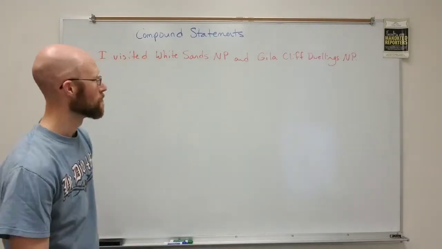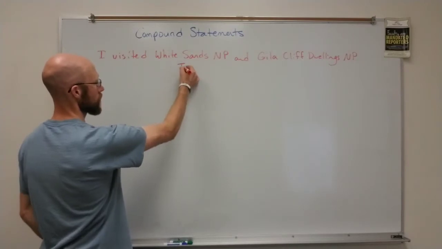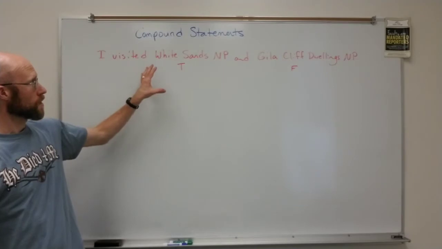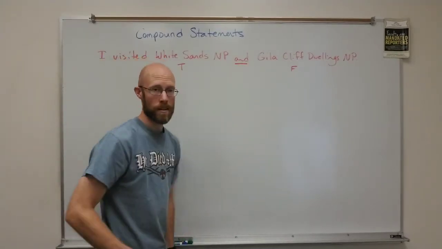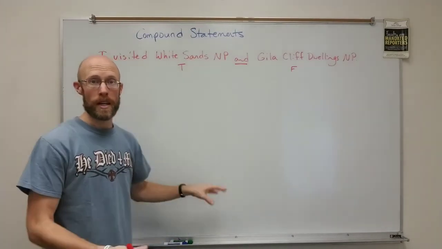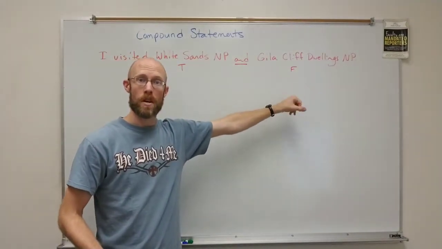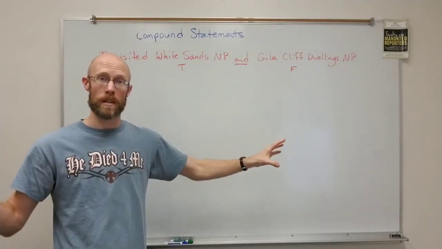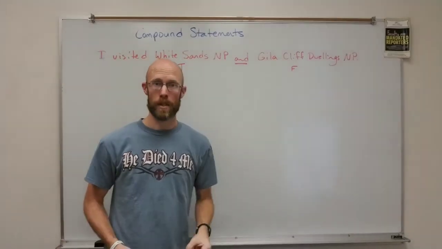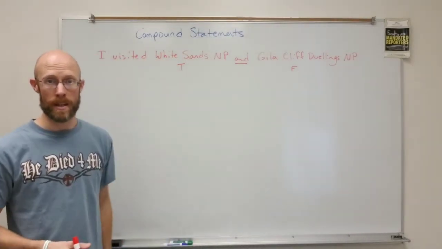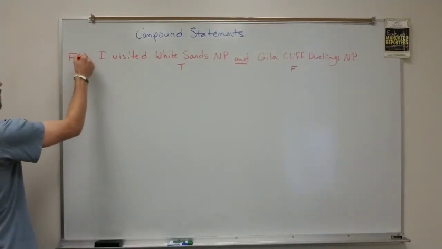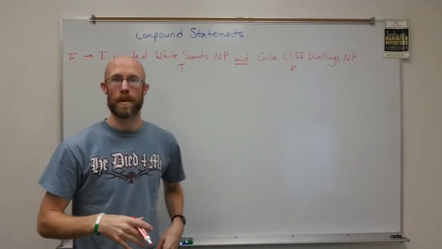so I'd have to say false on that one, right? So it's true that we visited White Sands, but it is false that we visited Gila Cliff Dwellings. And so if we're using the word and here, then both of them have to be true for the whole statement to be true. Here I have one true and one false, which means the entire statement is therefore false. I did not visit both White Sands and Gila Cliff Dwellings. We only visited White Sands. Okay, so the entire statement then is false, the statement as a whole.